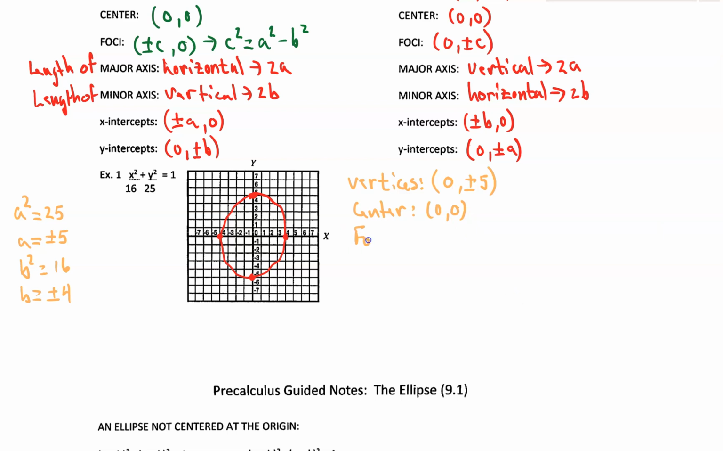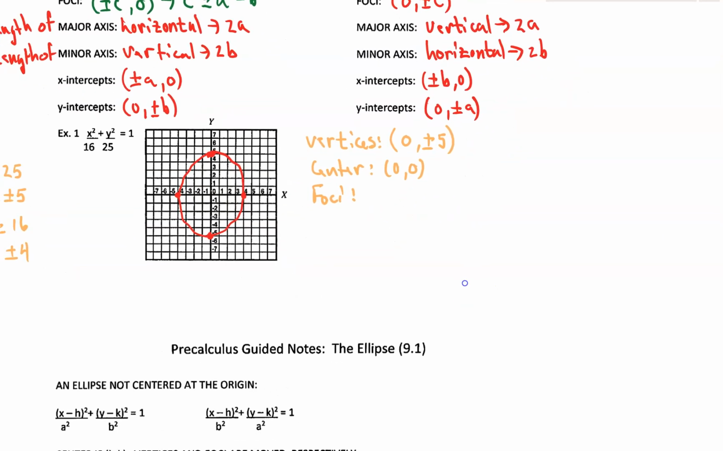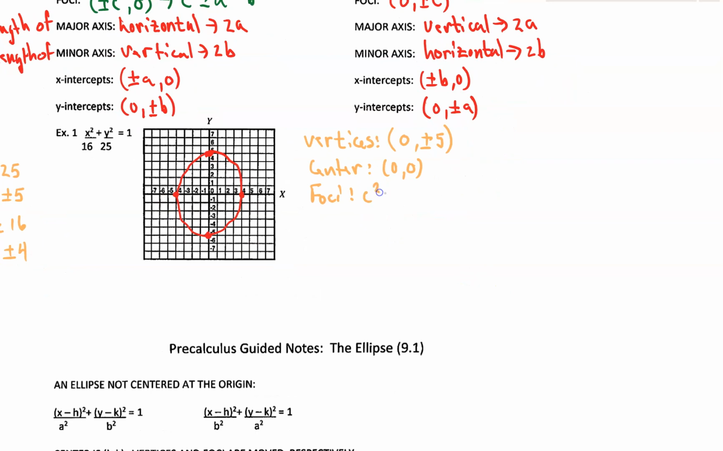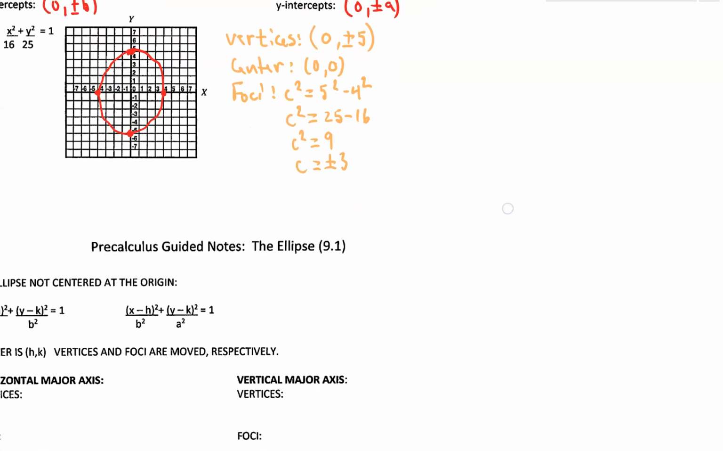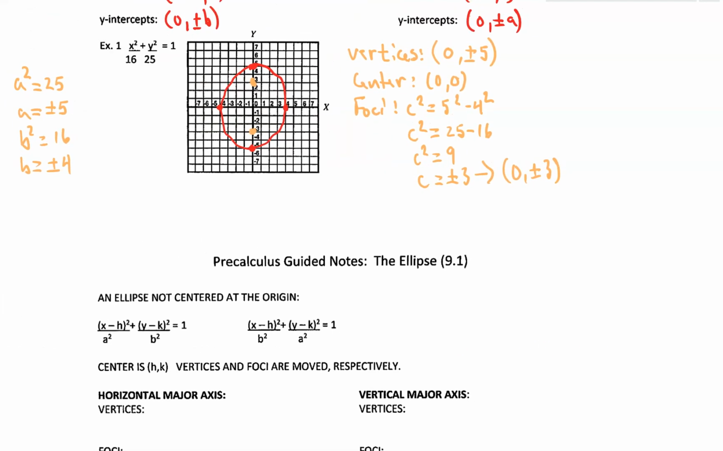Our foci for this problem are found by saying c squared is equal to 5 squared minus 4 squared. That's c squared is equal to 25 minus 16, so c squared is equal to 9, and c is equal to plus or minus 3. So the foci are going to be at 0, plus or minus 3. I go up to my picture, and those have to be in your picture. There's plus or minus 3. Okay, hopefully we see that there.